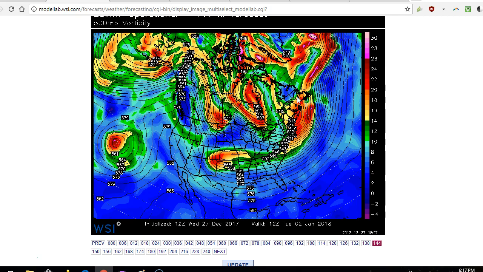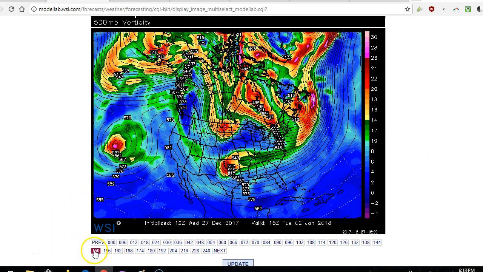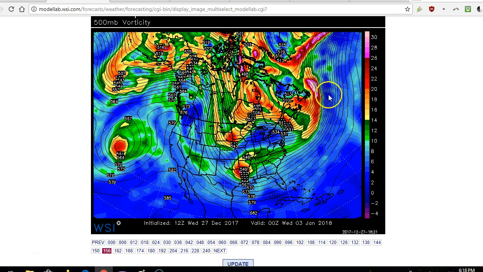Of course, there are some flies in the ointment that could lead to some de-amplification. Of course, there's some lingering energy that prevents the pattern from truly getting consolidated on this model run verbatim. But still, look at this beautiful north to south flow across some large portion of Canada. That means the shortwave is going to rapidly dive southward.